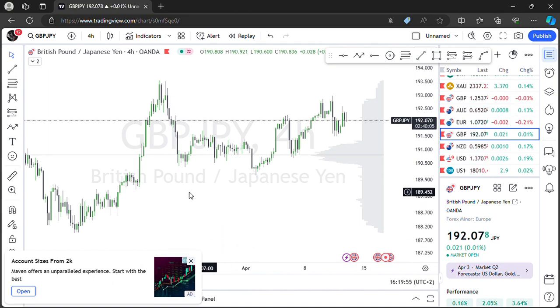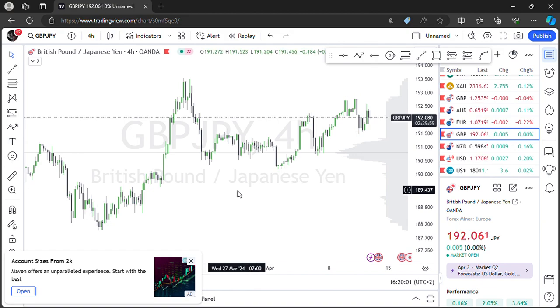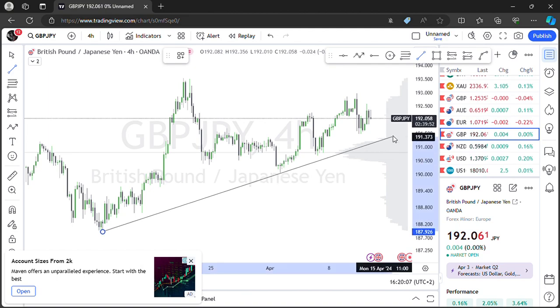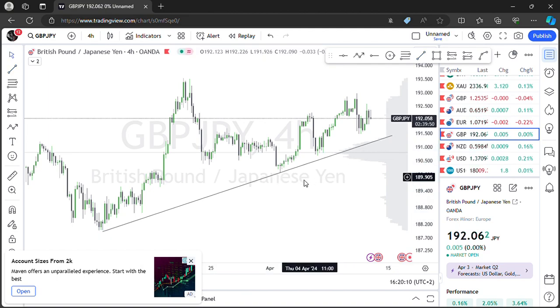So on today's video we're going to be looking at GBPJPY on the 4 hour time frame. As you can see, we can definitely see that GBPJPY is in an uptrend. You understand, it's trending up.